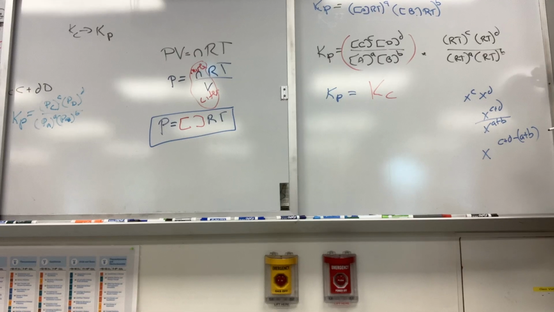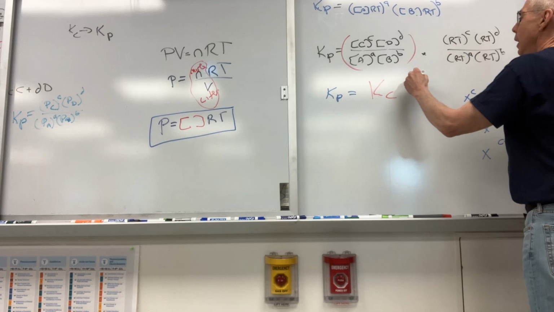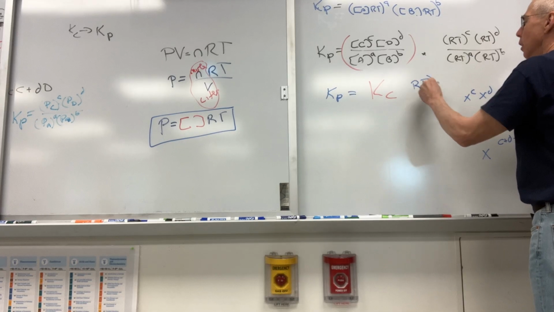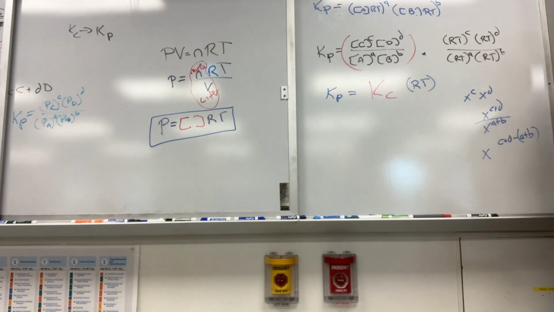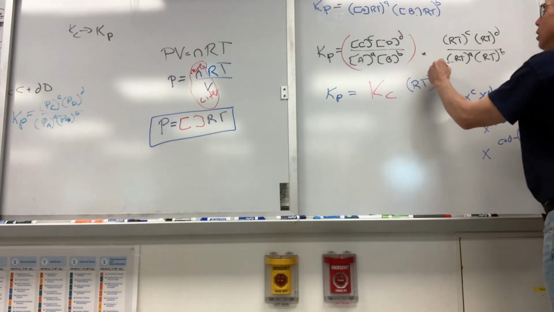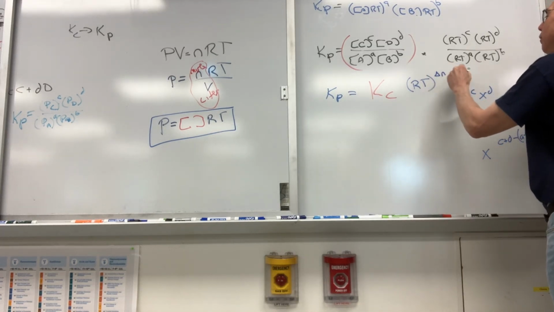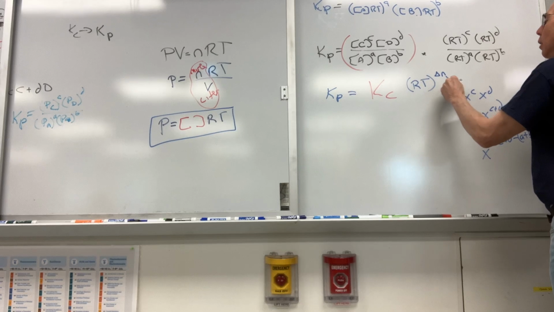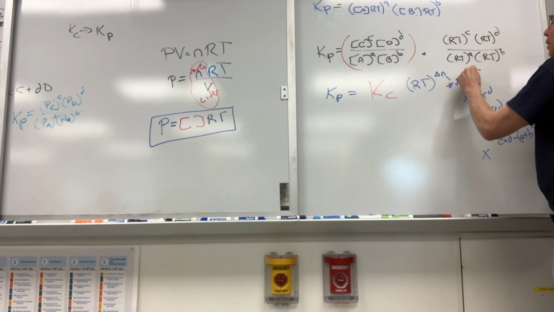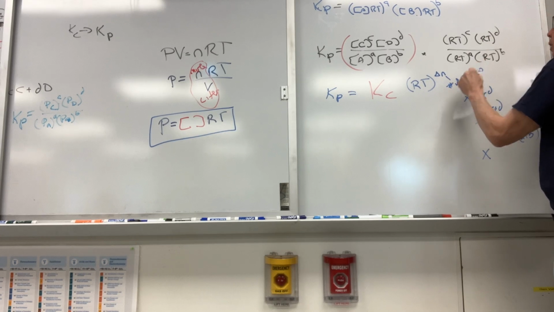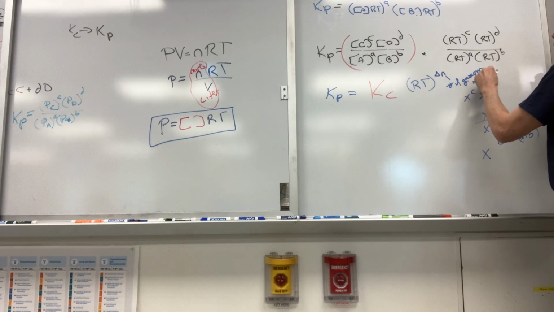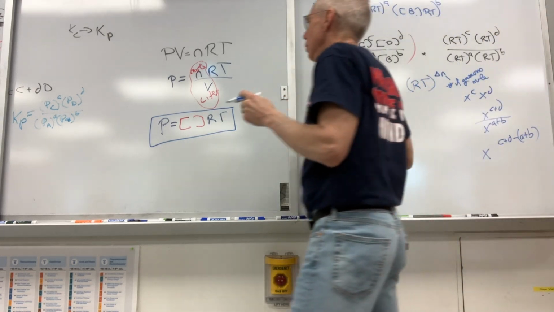Okay. So notice if we take RT instead of that, all we're saying is this is going to be RT to the change in the amount of gas. So it's just going to be the change in the number of gaseous molecules. Let me show you what I mean.